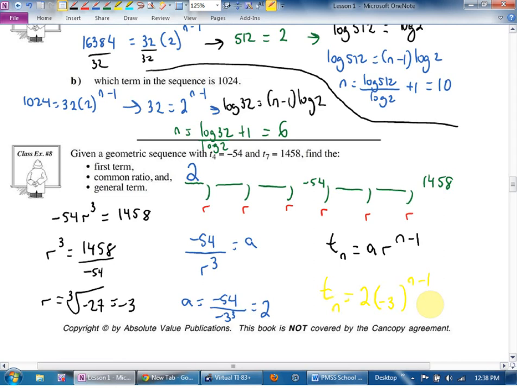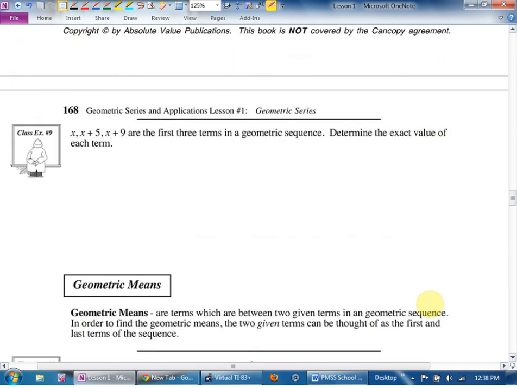I like number 9. I like number 9. I like number 9. Number 9 is a nice question. I like number 9. I like number 9. I like number 9.